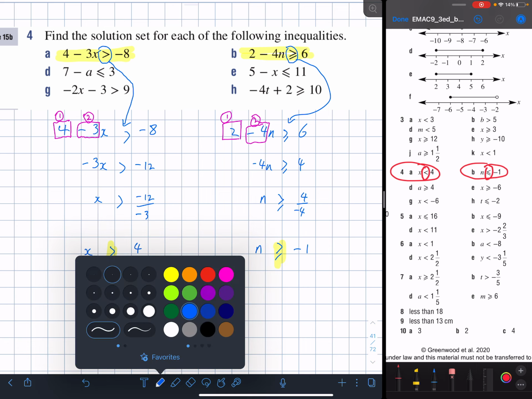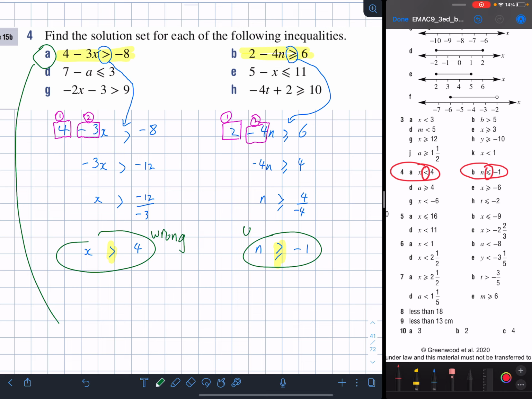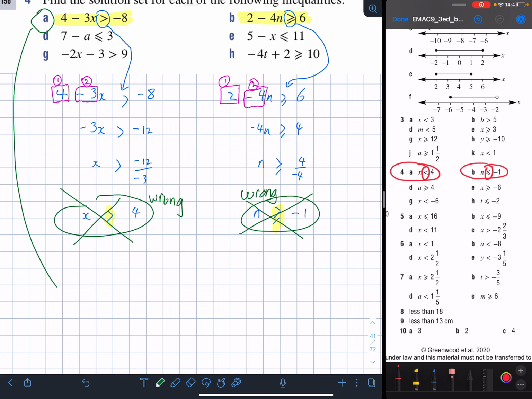So I'm now going to do it in a nice green colour. So 4a, the proper way. So that one is wrong. Okay, so let's rewrite our inequality. So we have 4 minus 3x, and that is greater than -8.